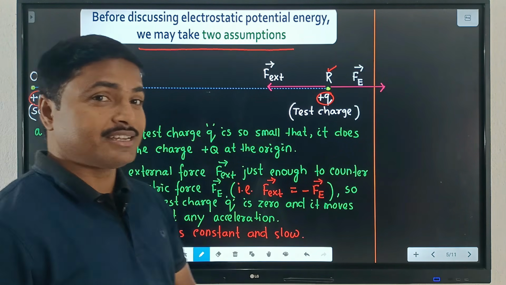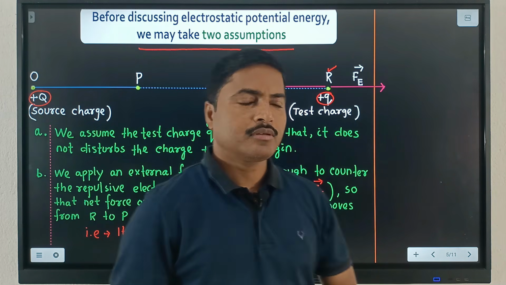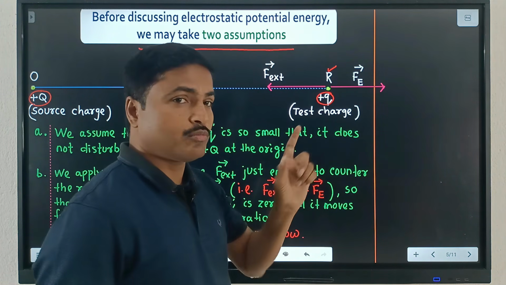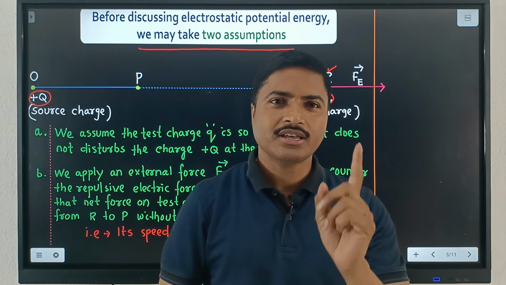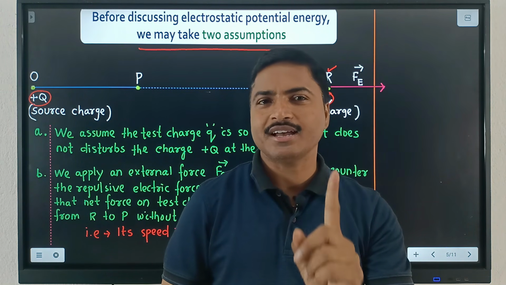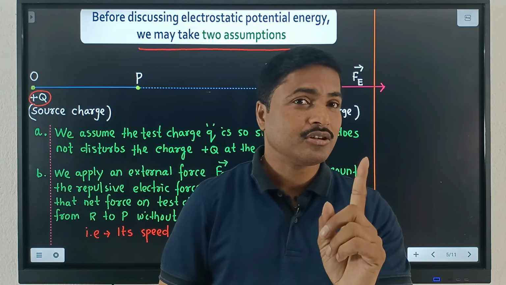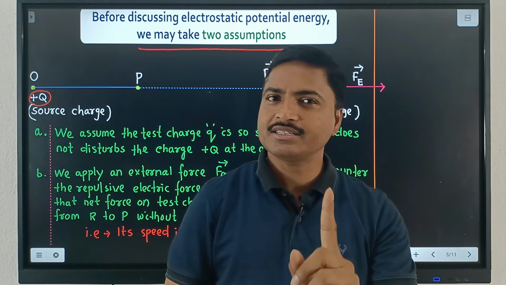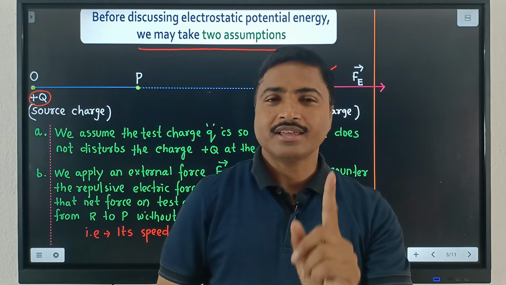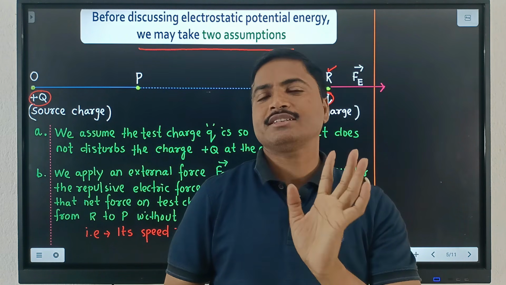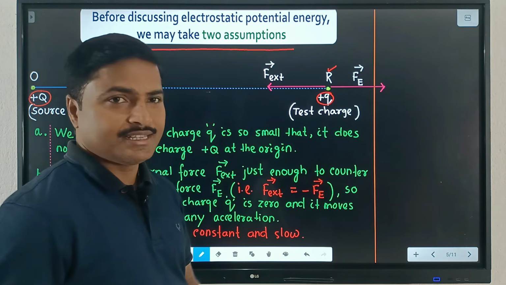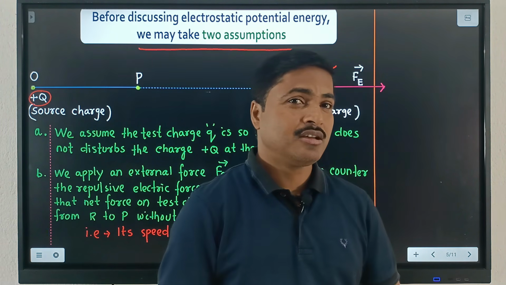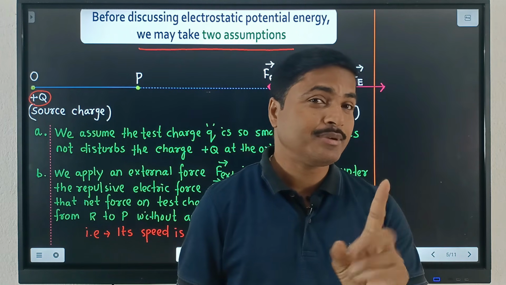That is known as the test charge. Its magnitude is small q, not 1. That is not a unit positive charge. That is positive test charge, not unit positive. Plus q is a positive test charge, not unit positive test charge. Clear?